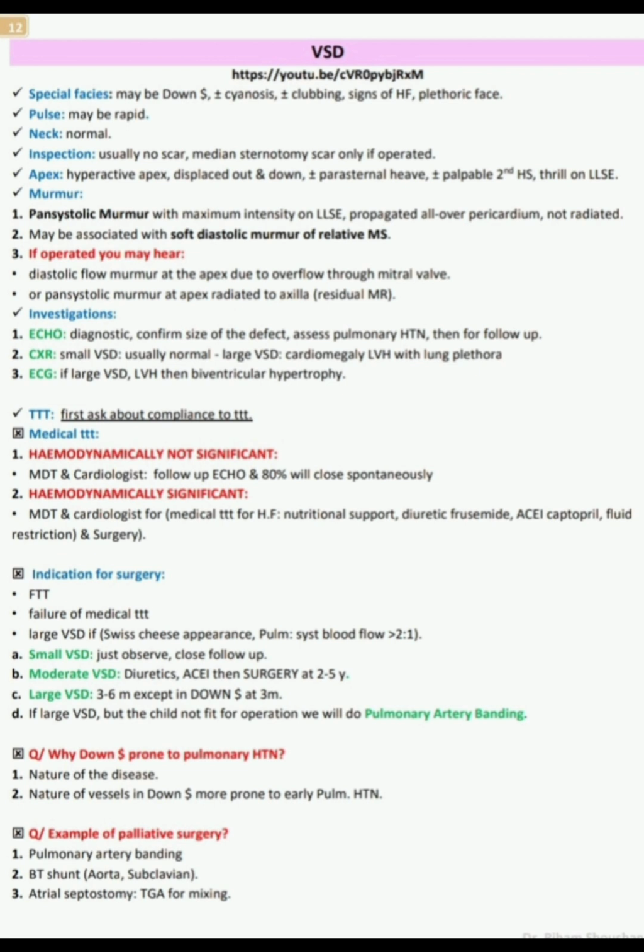Next question is why is Down syndrome prone to pulmonary hypertension? Because of the nature of the disease and nature of the vessels, Down syndrome patients are more prone to early pulmonary hypertension.